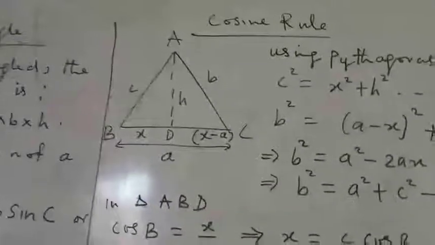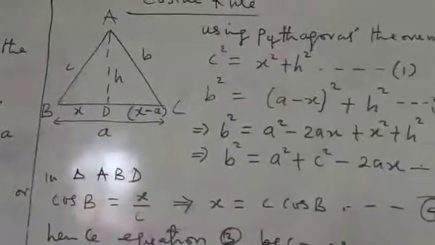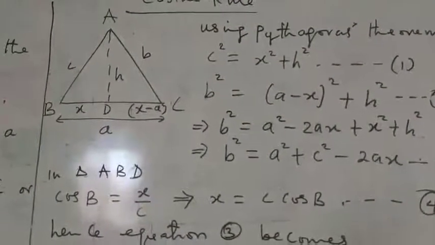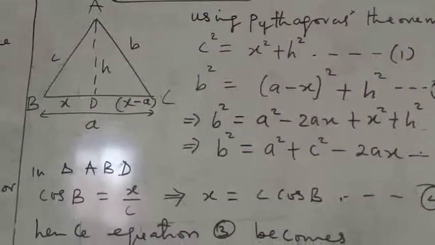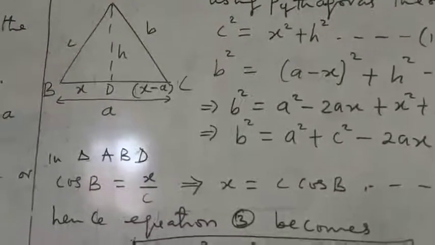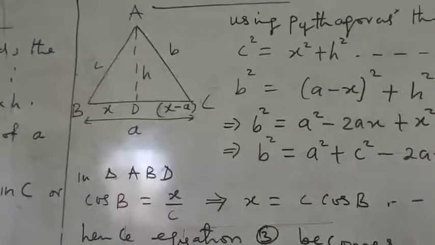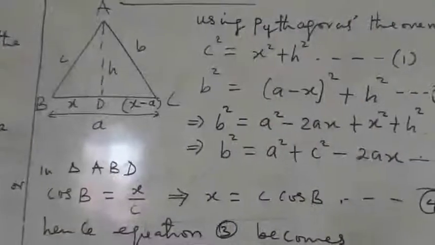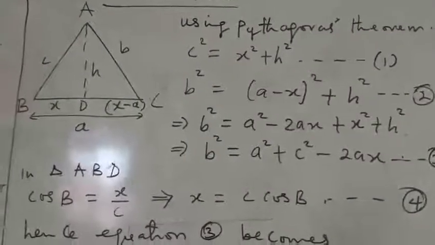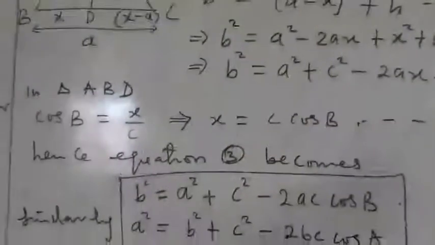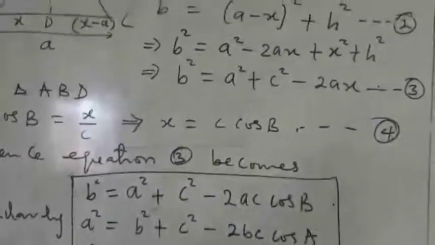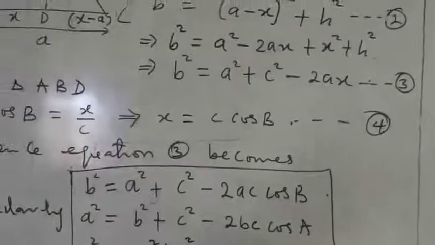In triangle ABD, cos B is given as x over c, while x is c cos B. X equals c cos B. Hence equation 3 becomes b square equals a square plus c square minus 2ac cos B.